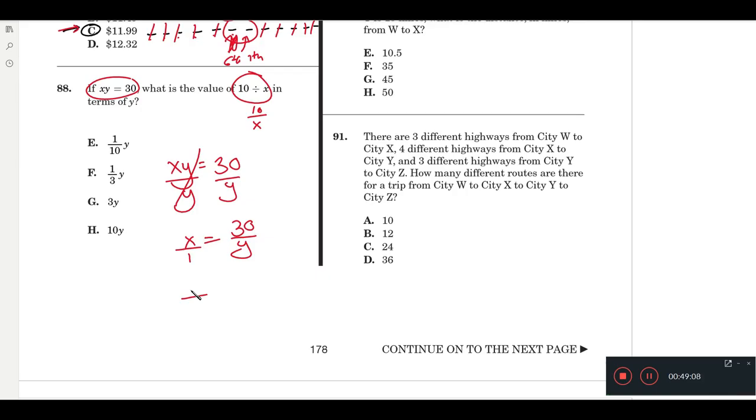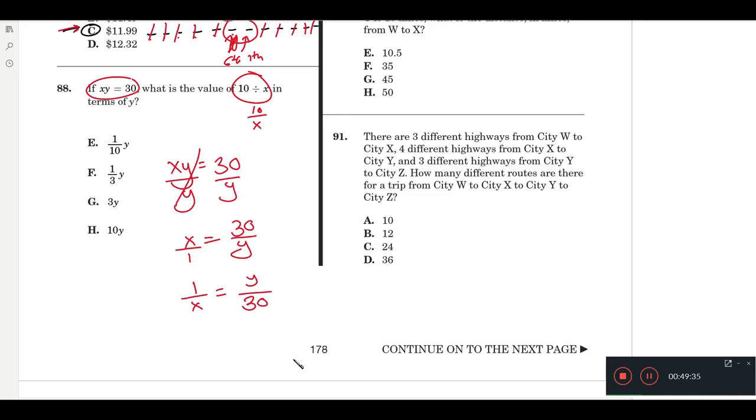Look, you see xy equal to 30. Do you see what I did so far, Dave? I divided both sides by y. And then what I'm saying is you're allowed to flip the fractions in a proportion. You see x over 1, I can write it as 1 over x, and 30 over y, I can write it as y over 30. So you flip both of them? Yeah, you have to flip both of them.